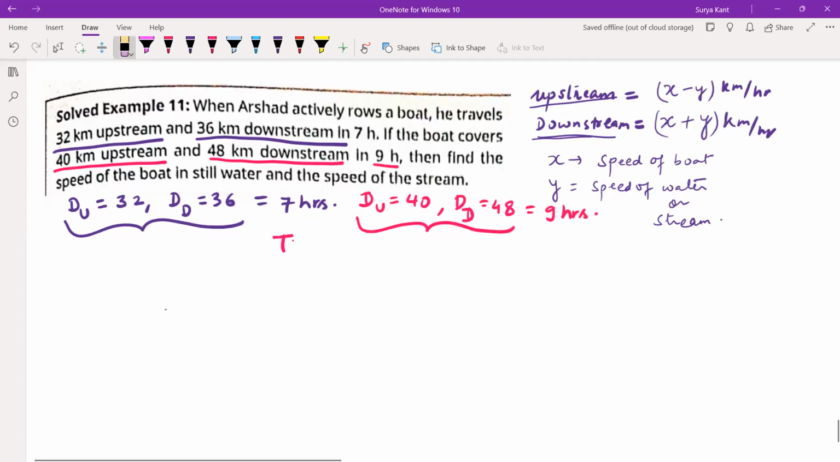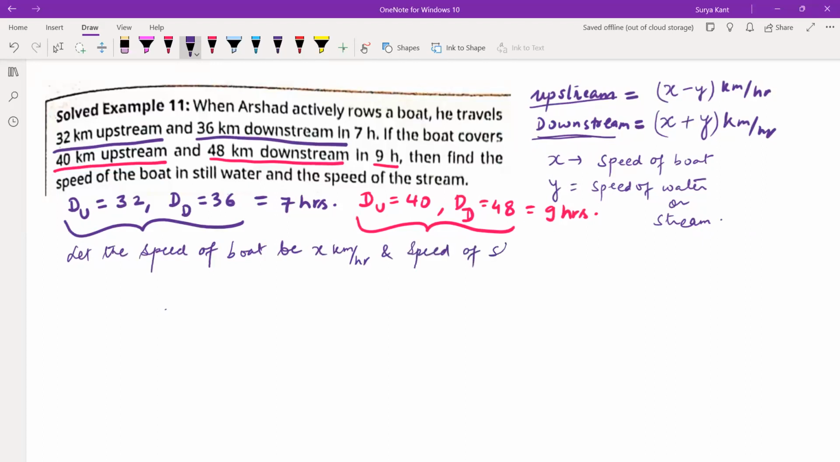So first you should write here, let the speed of the boat be x kilometer per hour and the speed of stream be y kilometer per hour. So we can't say directly divide by x and directly divide by y. So we should go process-wise, okay?